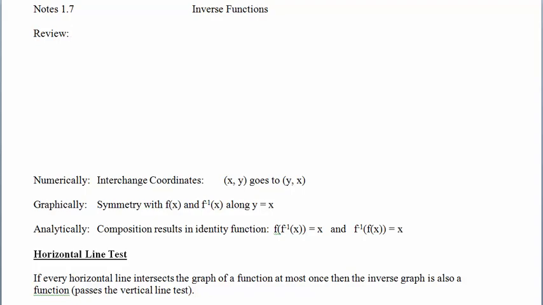All right, today we're going to be looking at inverse functions. So we're going to do a little bit of review, see what you might remember from a previous course. All right, so what are inverse functions? Let's start by looking at y equals x squared.